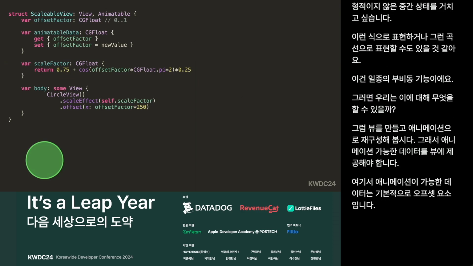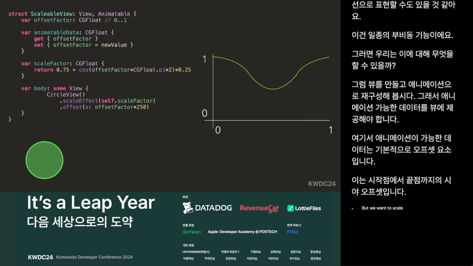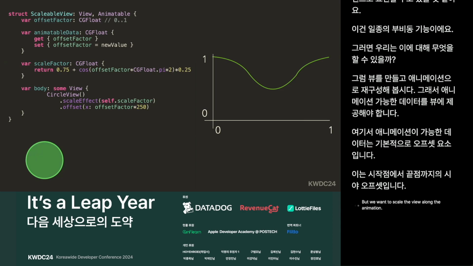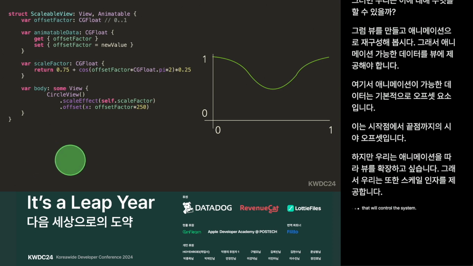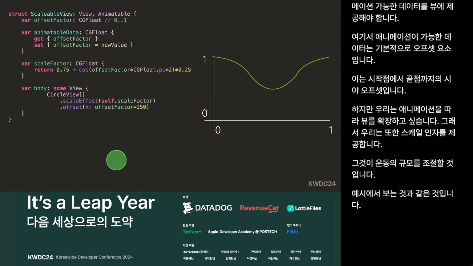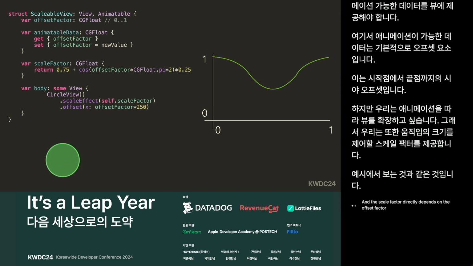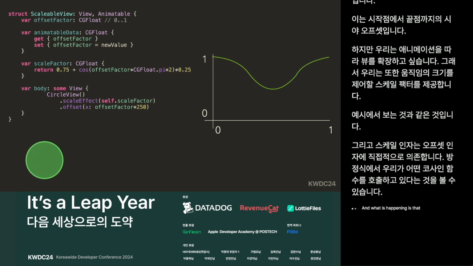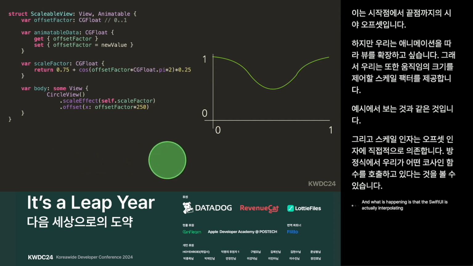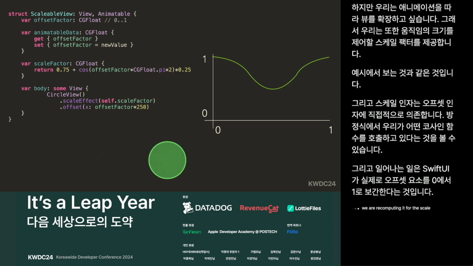So this is the offset of the view from starting point to ending point. But we want to scale the view along the animation with it. So we provide it also with the scale factor that will control the scale of the movement, something like you see on the example. And the scale factor directly depends on the offset factor. You can see in the equation that we are calling some cosinus function. And what is happening is that SwiftUI is actually interpolating the offset factor from 0 to 1, whilst we are recomputing it for the scale factor according to some nonlinear function.